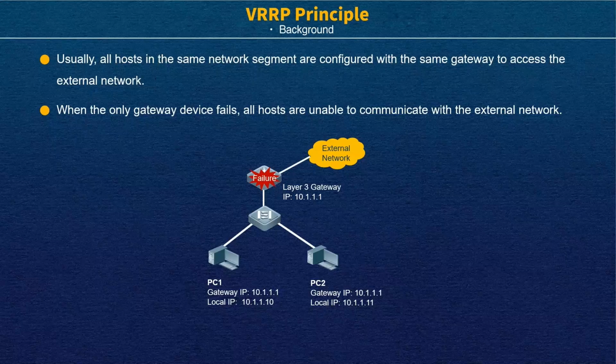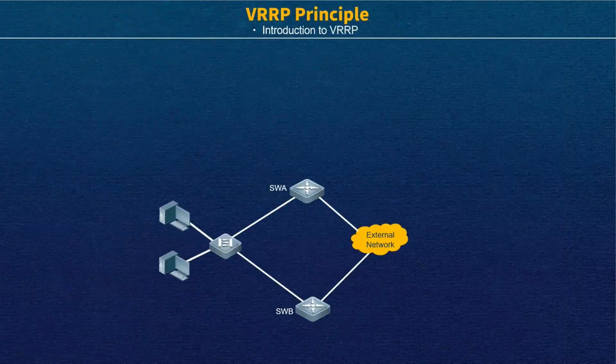So we hope we can have a technology: if the main device is broken, we still have some backup devices. And how do we switch to the backup? We can select it automatically, not by people choosing manually. So that's why we need the VRRP protocol.